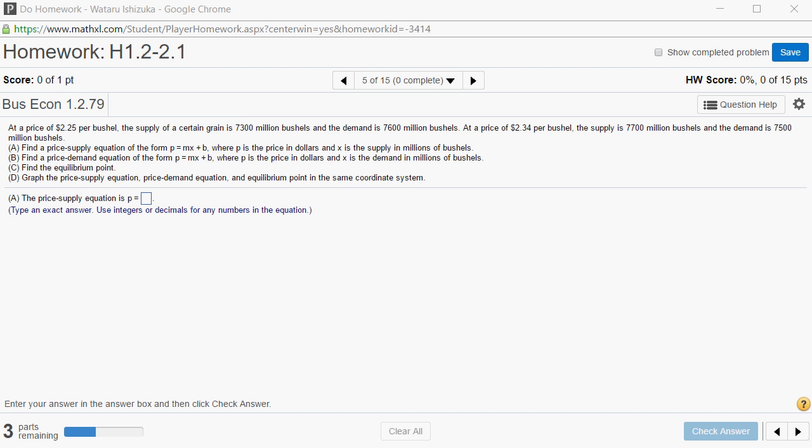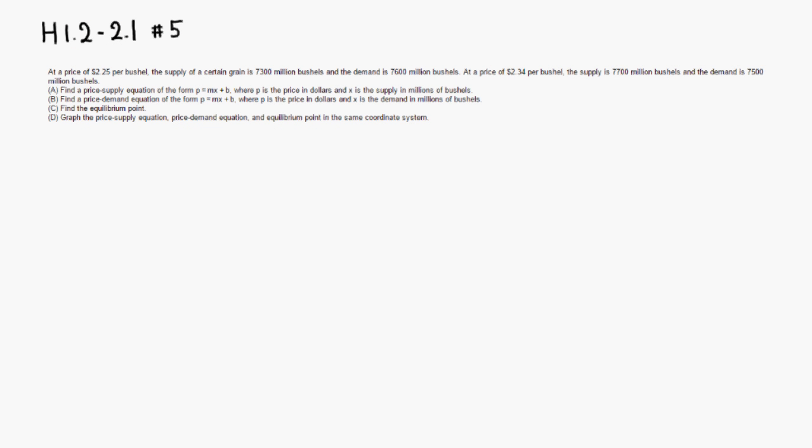Alright, let's look at homework 1.2, 2.1, problem number 5. So let's look at this problem. At the price of $2.25 per bushel, the supply of a certain grain is 7,300 bushels. So let's try to write down, you have a couple of pieces of information here.